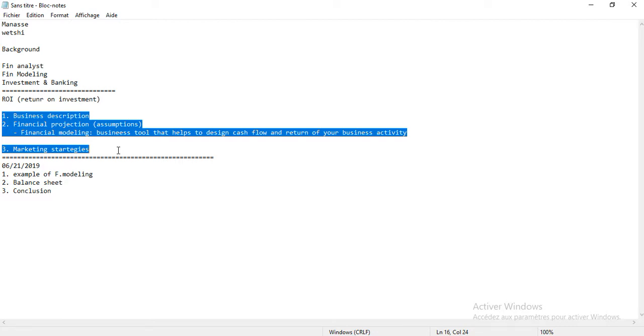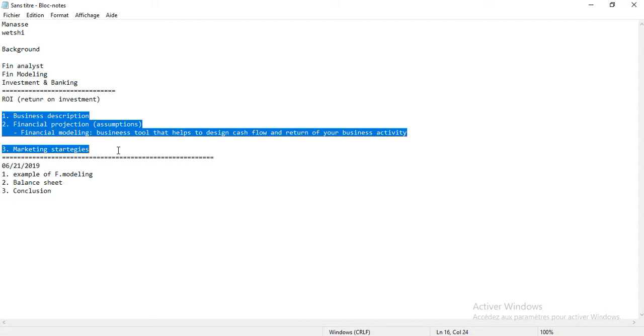And the third thing is the marketing strategy. It's okay to tell me how I'm going to get my money back, but what is your marketing plan? How are you planning to attract customers in the market so that you will be able to generate this profit as you mentioned in your business plan?